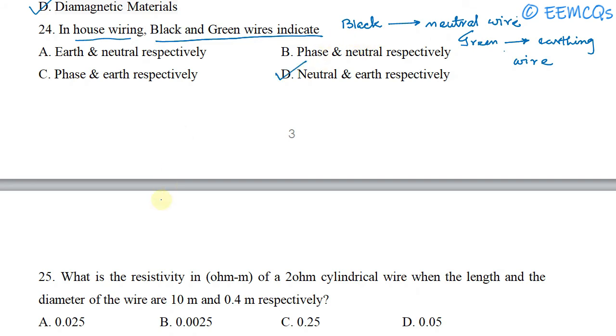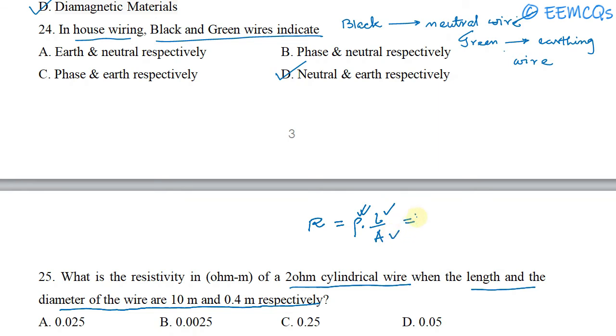Now question number 25. What is the resistivity in ohm meter of a 2 ohm cylindrical wire when the length and the diameter of the wire are 10 meter and 0.4 meter respectively? So what we know? Resistance of any cylindrical wire is equal to rho into L by A, where rho is the resistivity of the material with which the wire is made, L is the length and A is the cross section of the wire. Here R is given as 2. We have to find out rho.